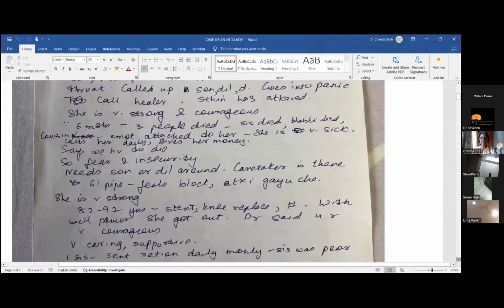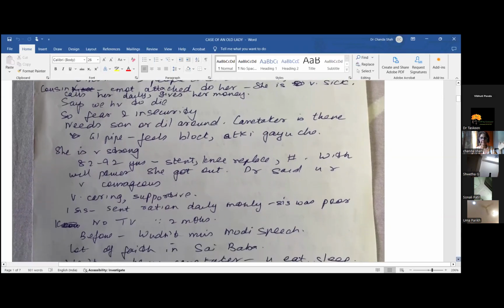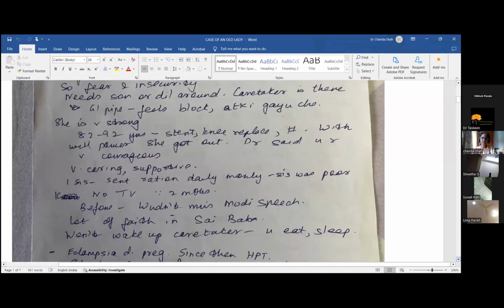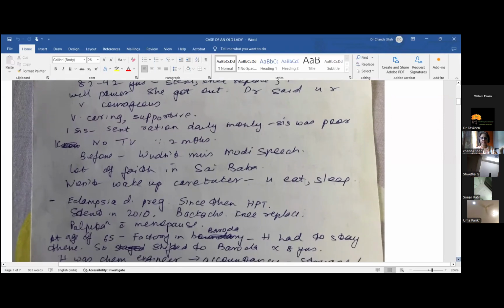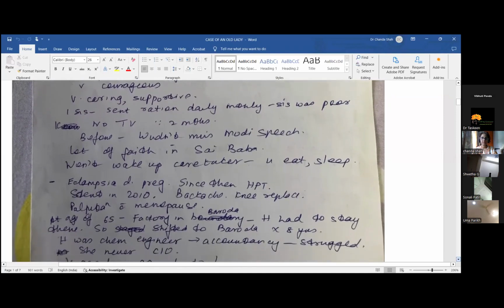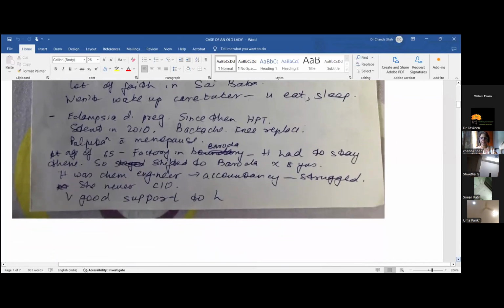Then the daughter is saying she's very strong, very courageous, and so much she's doing for others, and everything is about food and care, nutrition. She's giving food to others, taking so much care of the caretaker, not letting her get up, feeding her. Then when the husband shifted to Baroda, she shifted with him. And she was very good support to the husband.